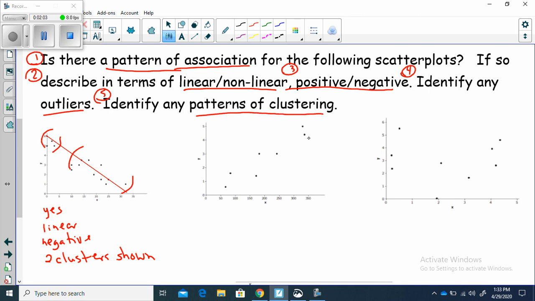Let's look at this one. Do we appear to have any sort of association? Well, let's look and see. I can pretty much go from here through there. Yeah, that looks like a linear association, doesn't it? Okay. So yes, there's association. Linear or nonlinear? This would be linear. Okay. Positive or negative? That's positive. Identify any outliers. I don't see any outliers. Oh, this one we forgot to put no outliers, didn't we? No outliers. Okay, so no outliers. Do you see any clusters that are such? Not really, huh? No clustering.